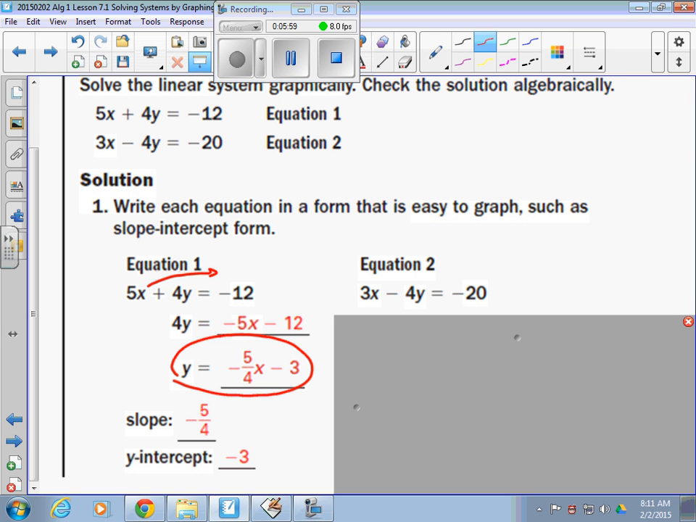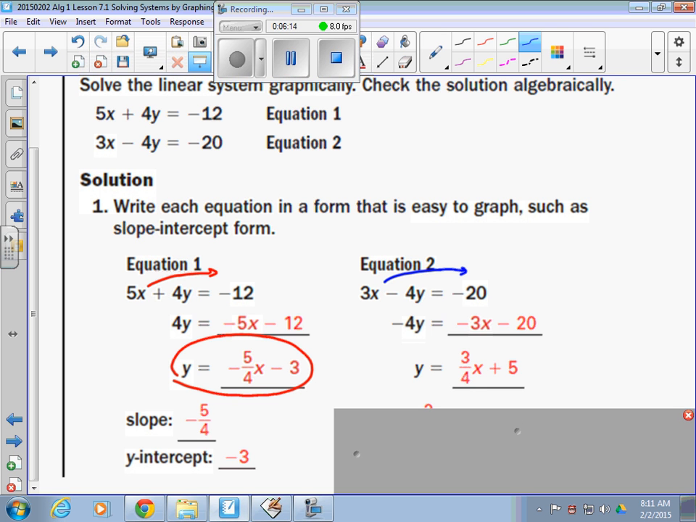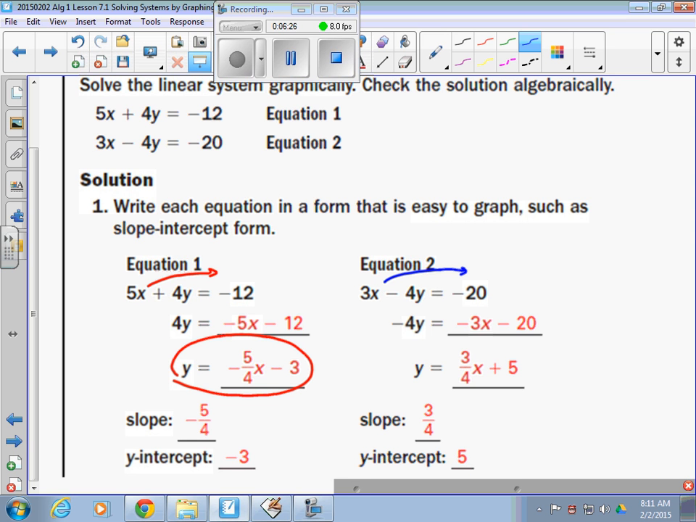We could do the same thing with equation number 2. Move the 3x over. When it goes over, it becomes negative 3x. Then divide by negative 4. A negative divided by negative, when you do the other side, is going to give you 3 over 4x plus 5. Again, almost all of us can graph that with no problem. Y equals mx plus b. We know to begin at b and to move up 3 and to the right 4. So there's your slope and your y-intercept. So you have two equations that you are capable of graphing now. They are easy to graph. That was step number 1.